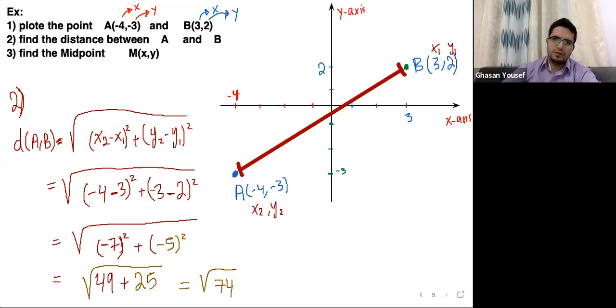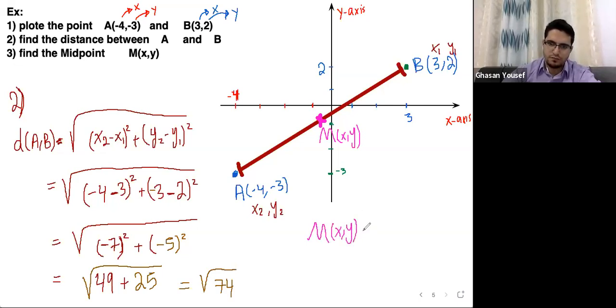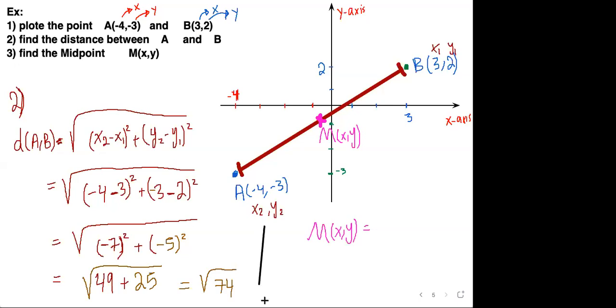So actually the midpoint will be a point in the middle. It will be around here, something like this. This is my M, the midpoint of x comma y. So what is the formula for the midpoint? Who will do the midpoint? I can do it. Yeah, go ahead.